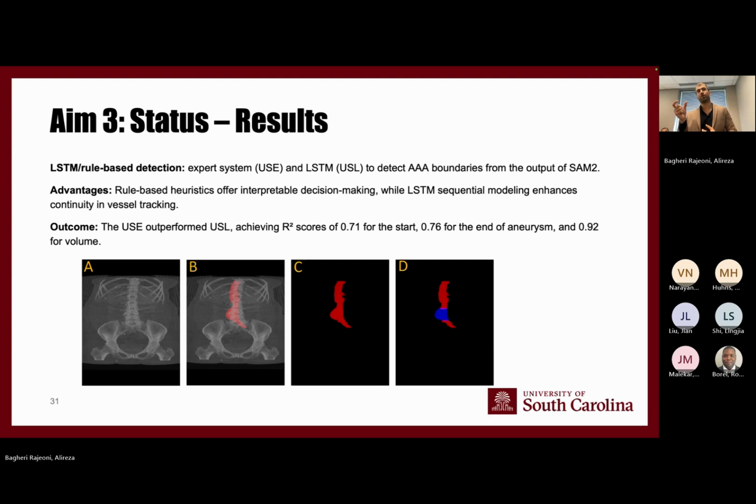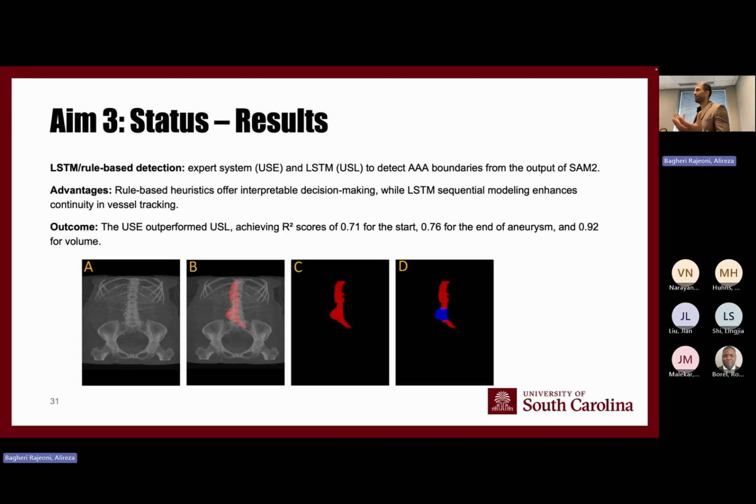Expert is good. It's very interpretable because, in order to develop the expert system, I did a grid search with multiple variables. And so it says that if the size of the aorta increases 20% for 4 consecutive or 3 consecutive slices, that is a sign of the beginning of the aneurysm. Whereas if the same thing happens at the end, that would be the sign of the end of the aneurysm. And I used a grid search to find the values for those variables.